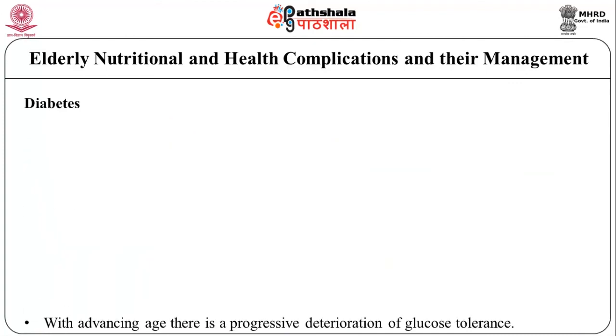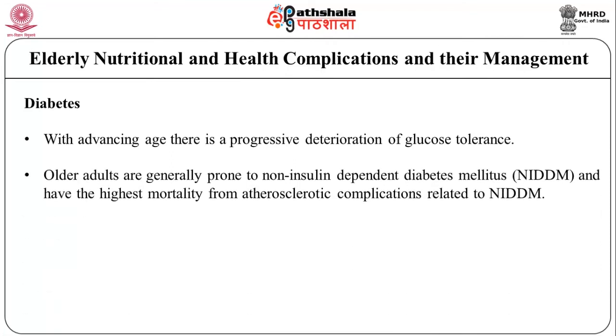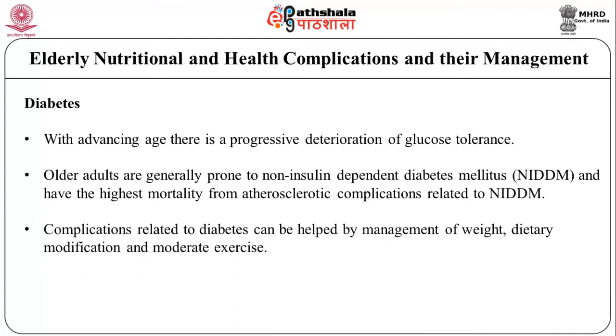diets. Among diabetics with advancing age, there is a progressive deterioration of glucose tolerance. Older adults are generally prone to non-insulin dependent diabetes mellitus and have the highest mortality from atherosclerotic complications related to diabetes. One of the important risk factors of cerebrovascular diseases among elderly people is high blood sugar. The complications related to diabetes can be helped by management of weight, dietary modifications, and moderate exercise.